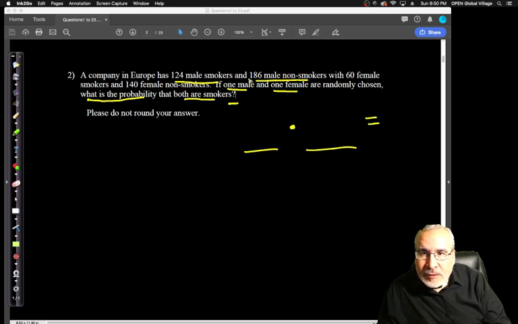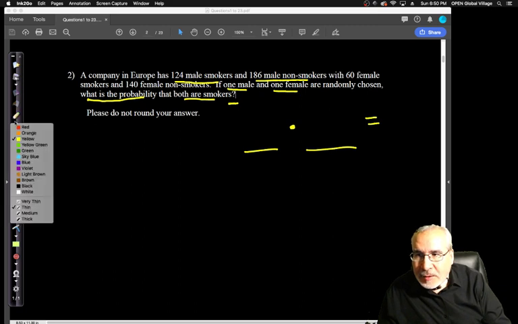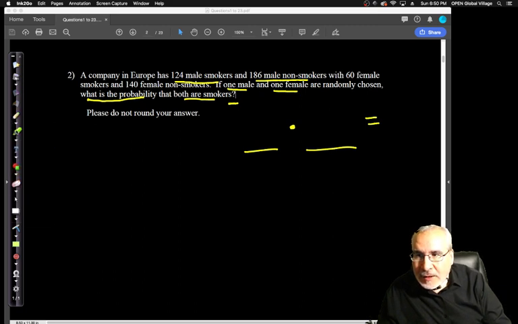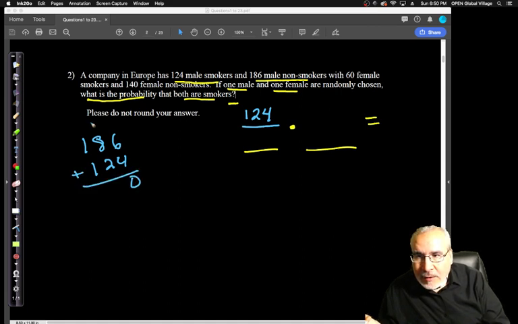So we need to look at the male. How many smokers do we have in the male group? Well, let's switch our pen color a little bit to make it clearer. Let's go with the light blue, sky blue. So we're going to get a fraction. We know there's 124 male smokers. That will go in the top. The bottom will be the total number of males. And so we add together the 186 who are non-smokers with the 124 who are smokers, and we find that there are 310 males at the company.